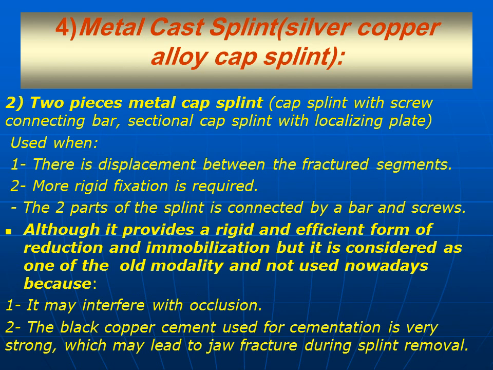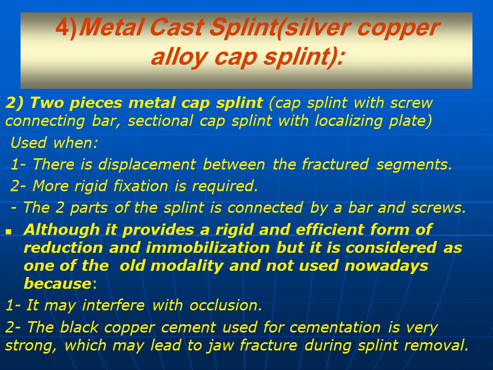The two-piece metal cap splint, or as I said, you can say metal cast splint if it is not covering the occlusal surface. It is a cap splint with screw connecting bars. We can call it sectional cap splint with localizing plate. It is used when there is displacement between the fractured segments. It provides more rigid fixation to hold the fractured segments after correcting the displacement. The two parts of the splint are connected by a bar and screws.